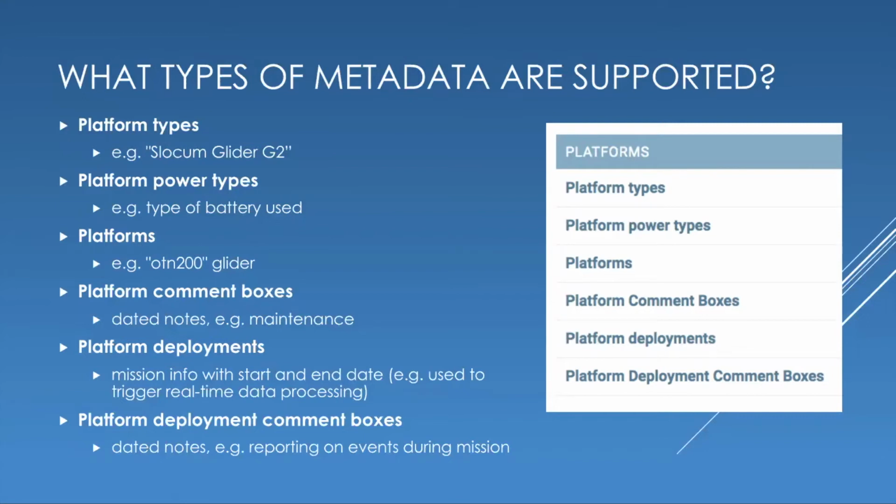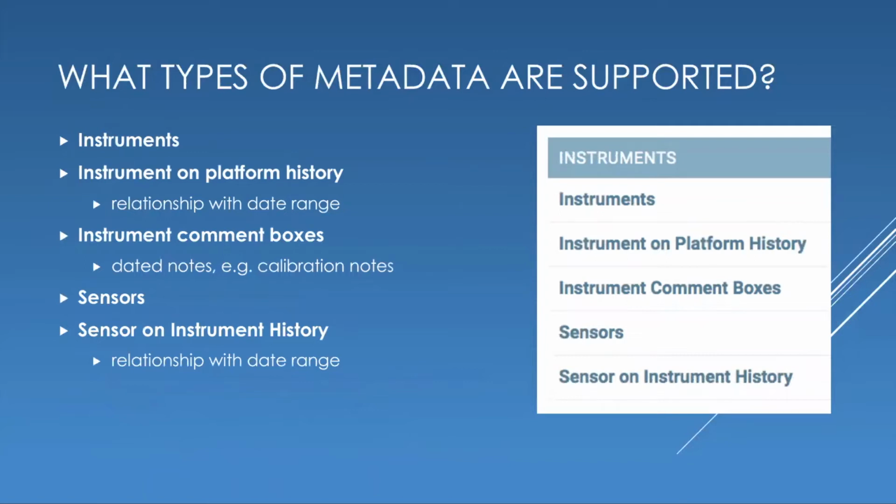And then there are also comment boxes for the platform deployment. So again, dated notes, same format, but different purpose. So we could use that to report on events during the mission. And of course, instruments. Then we have instrument on platform history. So this is a relationship with a date range that says when the instrument was on the platform. Similarly, we have comment boxes for instruments, which you could use to make notes about calibration. Sensors, sensor on instrument history, same idea, a dated relationship between those two.